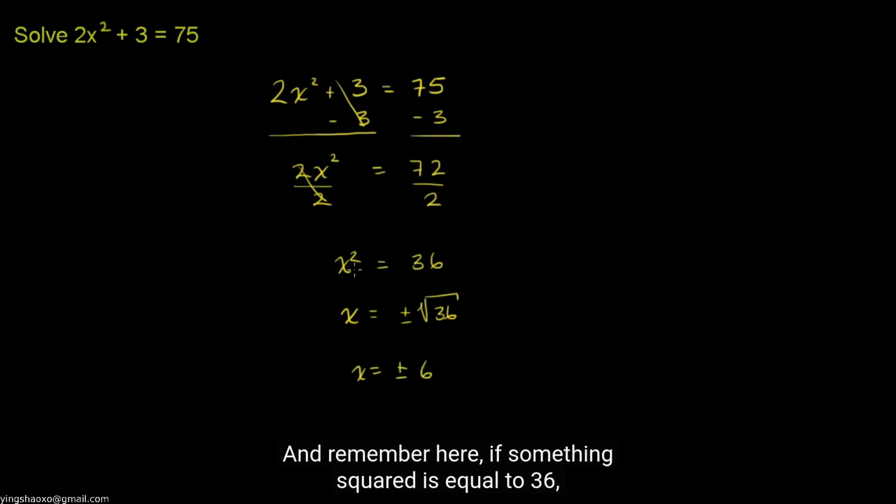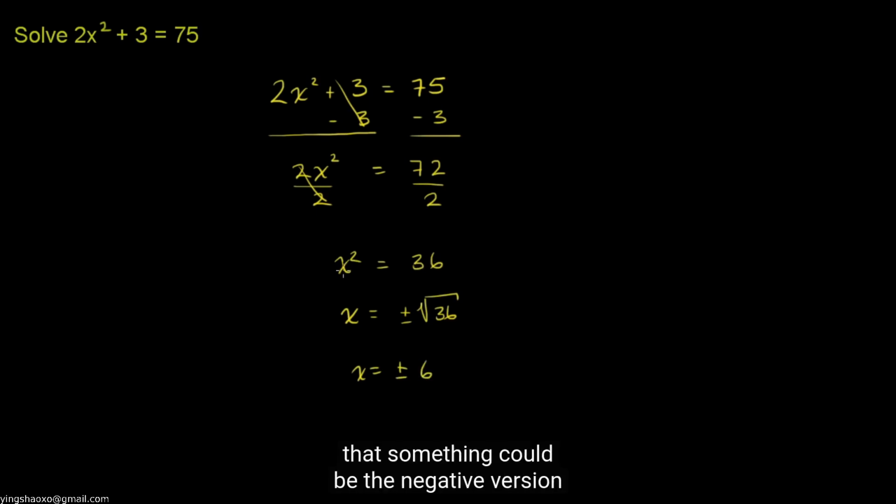And remember here, if something squared is equal to 36, that something could be the negative version or the positive version. It could be the principal root or it could be the negative root. Both negative 6 squared is 36 and positive 6 squared is 36. So both of these work. And you could put them back into the original equation to verify it.